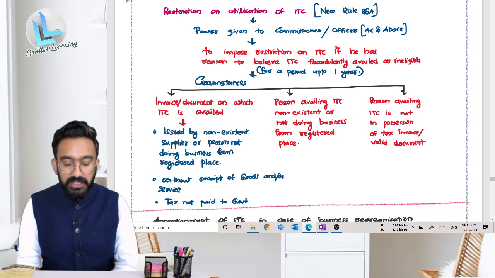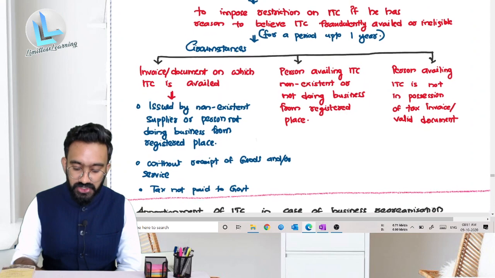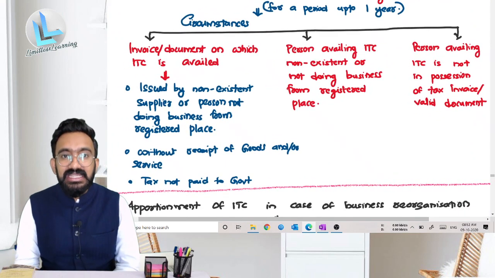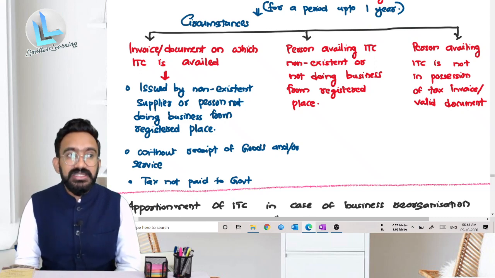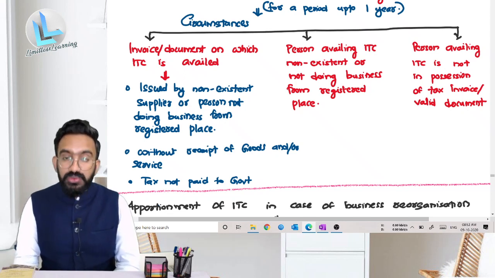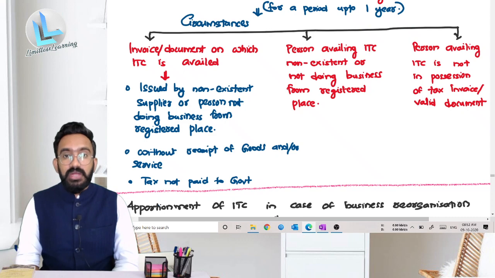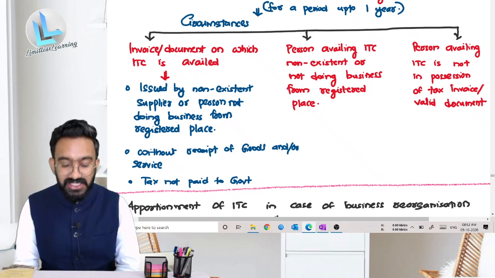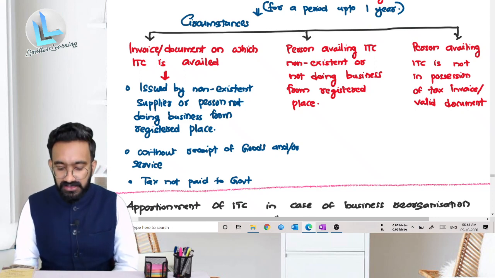It will be reason number 1. The invoice or document on which ITC has been availed is issued by a non-existent supplier or person not doing business from a registered place. All the fraudulent cases, you have taken ITC without actually having a supplier, or you have a supplier and you've got the supply from a place other than the registered place. Then second one, you did not receive the goods and you still took ITC, or the tax has not been paid to the government by him. In such cases, they can actually impose restriction on your ITC availment.